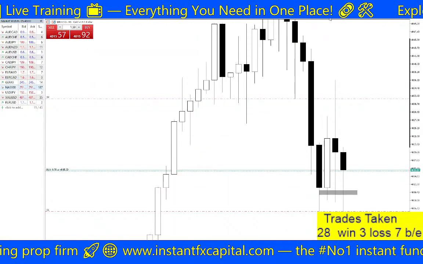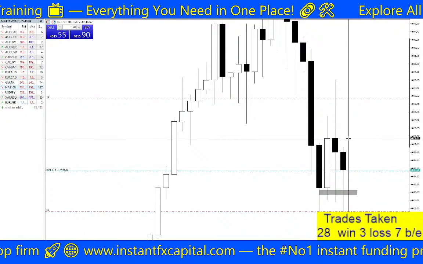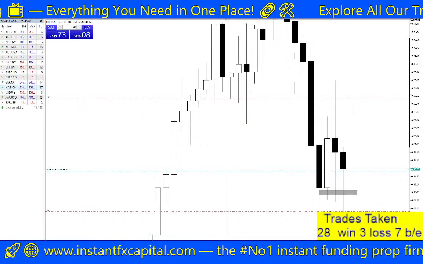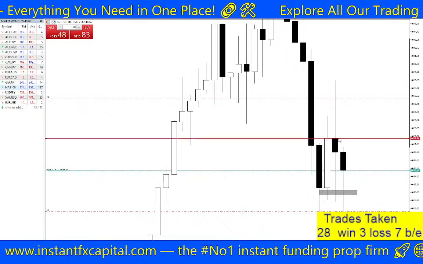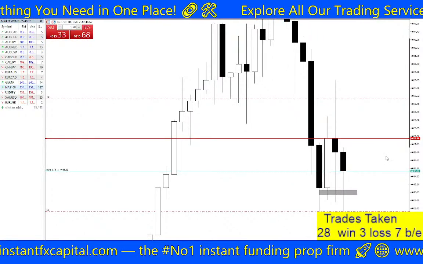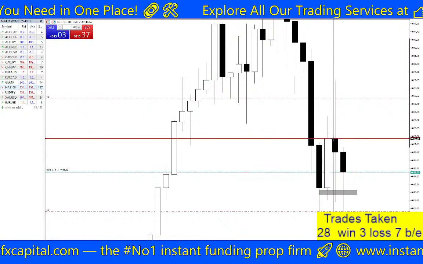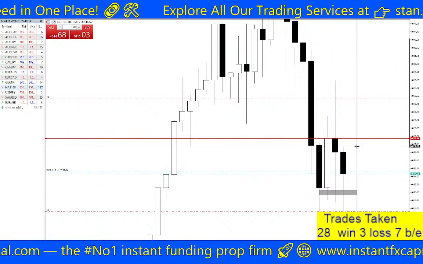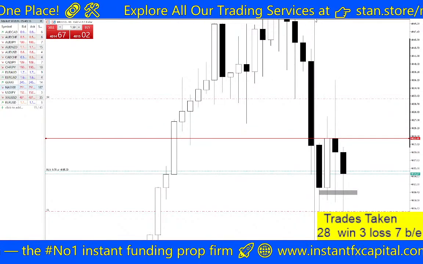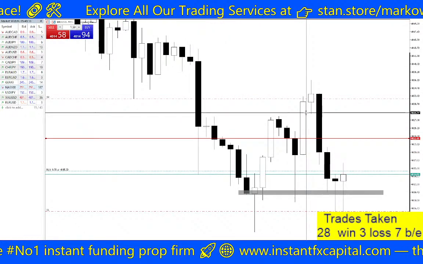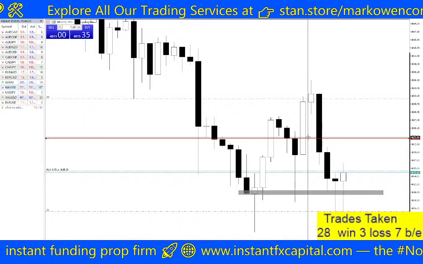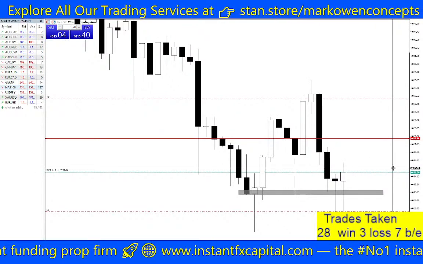Let's have a look. H1. I'm going to 23, so I'm going to take some more. If we get there, guys, I'm going to take another half off at H1 resistance, and then we'll see if we can let it run. So H1 resistance is at 23.